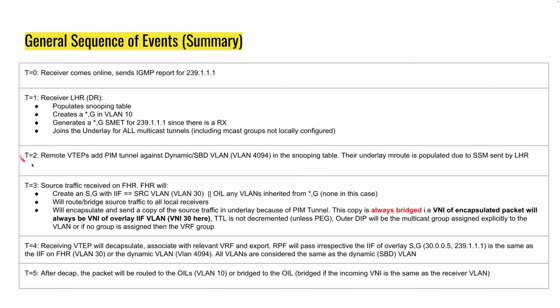At t equals 2, all the remote VTEPs would add a PIM tunnel against their SBD VLANs in the snooping table, because they have received the EVPN routes with the L3 route target. We'll also see that their underlay is populated due to the SSM join sent by the LHR, which was VTEP 1 in our example.